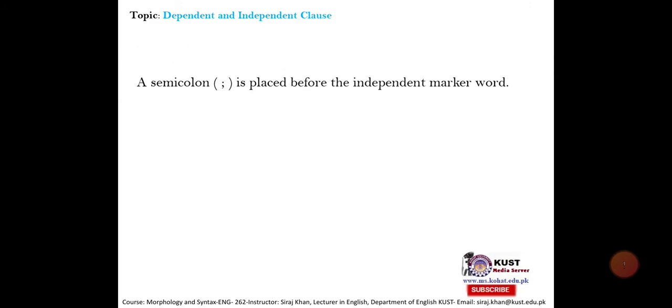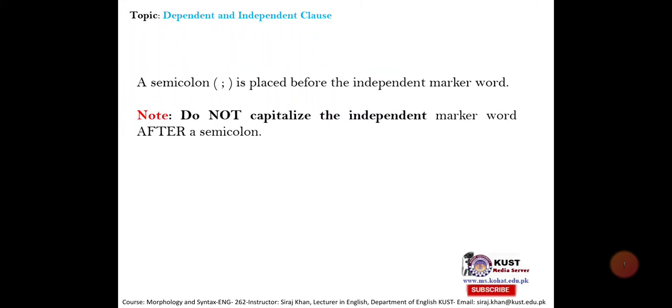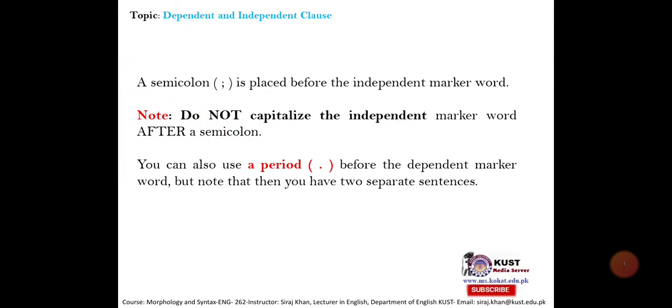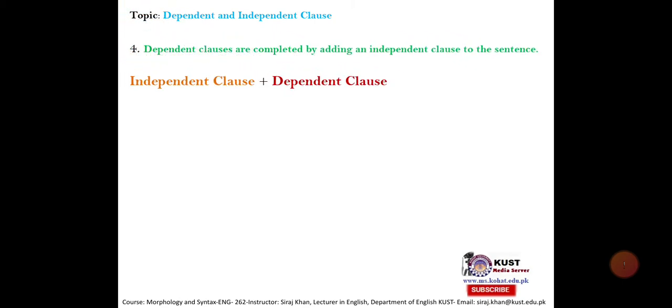A semicolon is placed before the independent marker word. Do not capitalize the independent marker word after a semicolon. Keep this in mind: you can also use a period before the dependent marker word, but note that then you have two separate sentences, not clauses. Dependent clauses are completed by adding an independent clause to the sentence, like independent clause plus dependent clause.